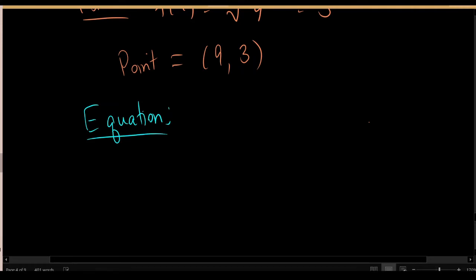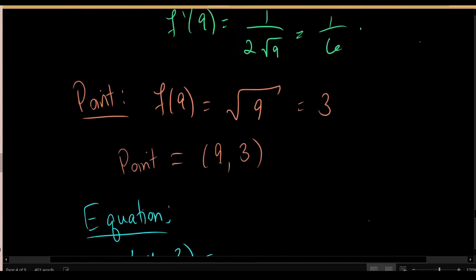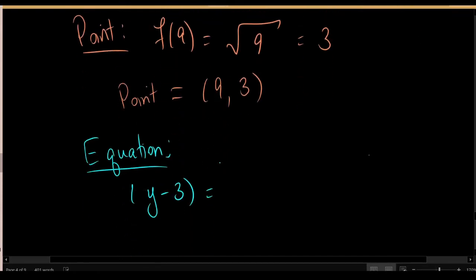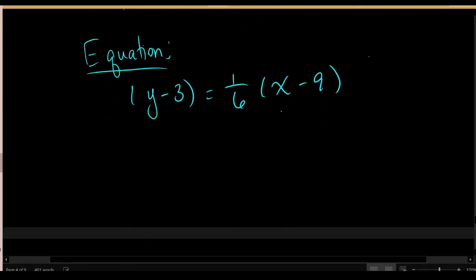Using, for example, point-slope formula, I can say the equation is y minus the y of my point equals the slope, which was 1 over 6, times x minus the x of my point. So in my case, x minus 9. You can leave it like this if you want to. I generally prefer to have y isolated.